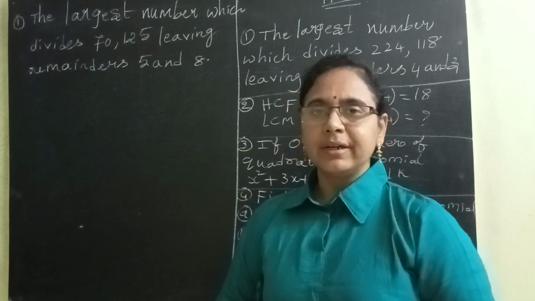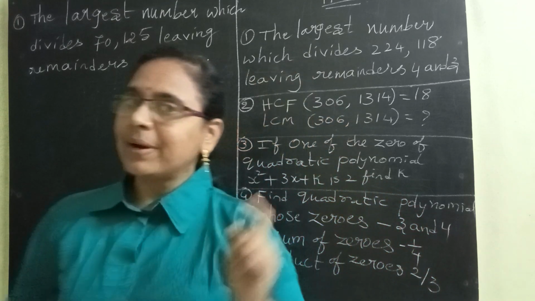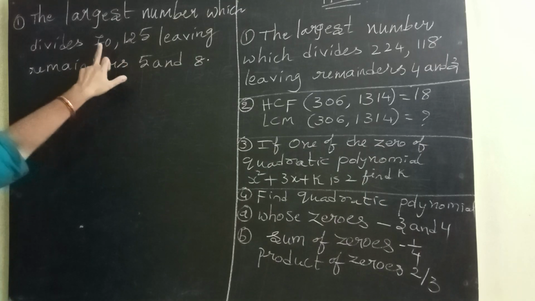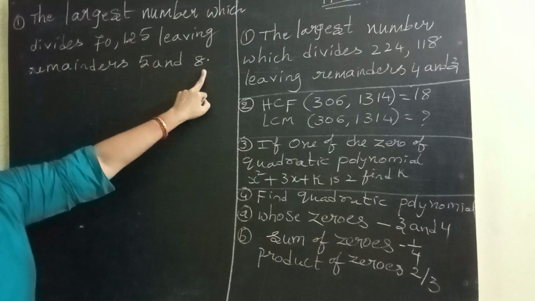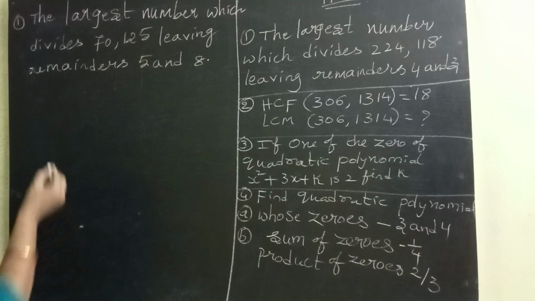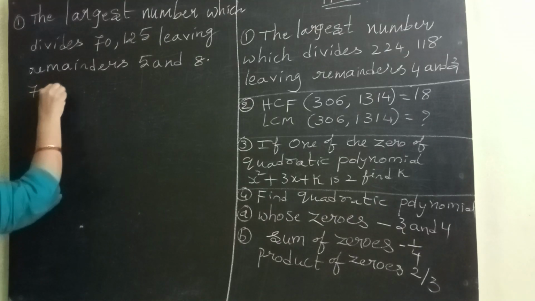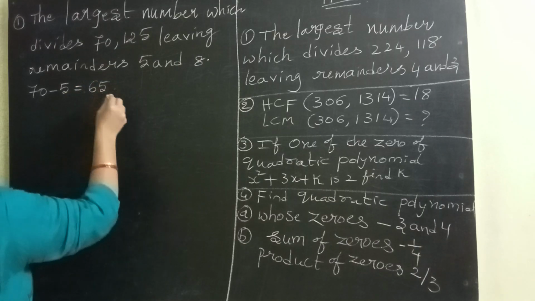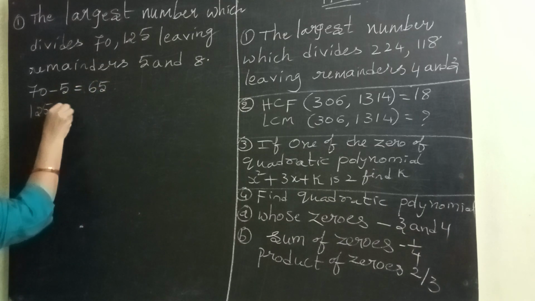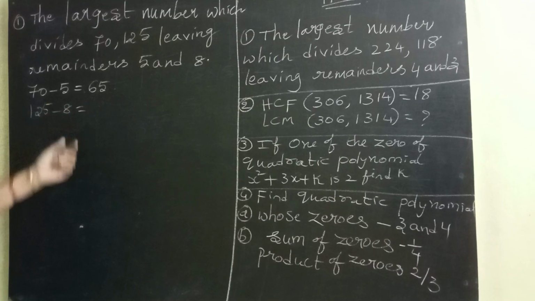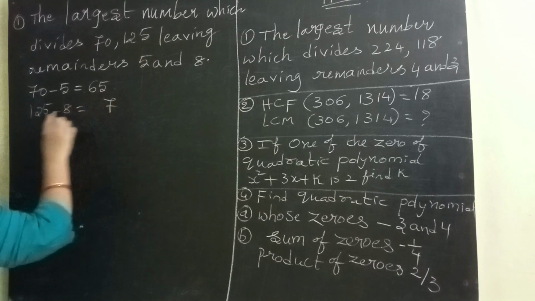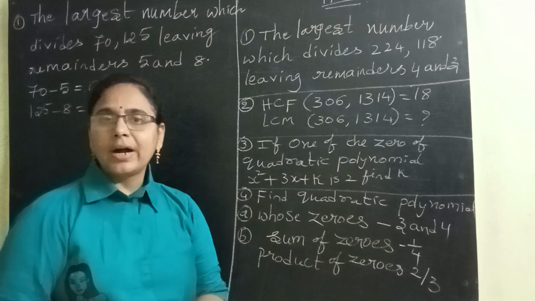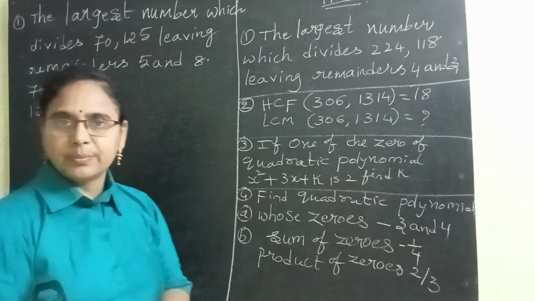Whenever he gives the remainders, you have to subtract the remainders from the given numbers. The first remainder is subtracted from the first number, the second remainder from the second number. Here you get 70 minus 5 is 65, and 125 minus 8: 15 minus 8 is 7, taking borrow, 117. Now you have to find the HCF of these two numbers.